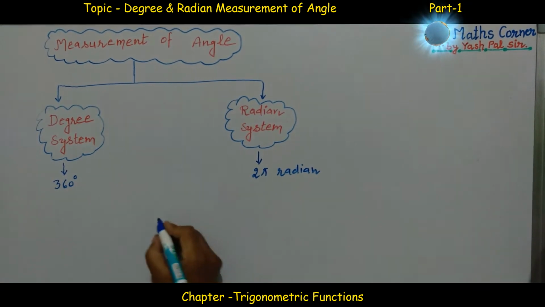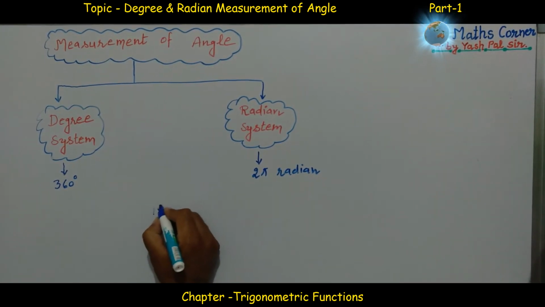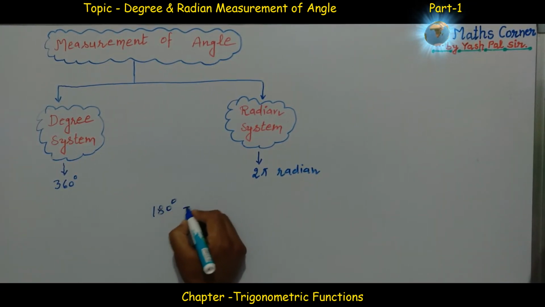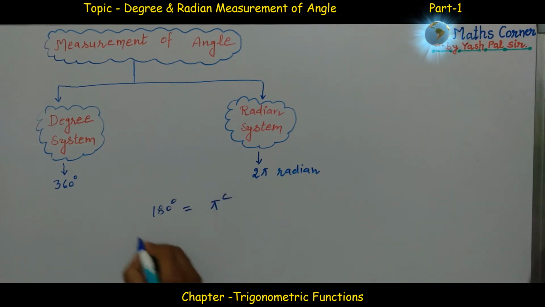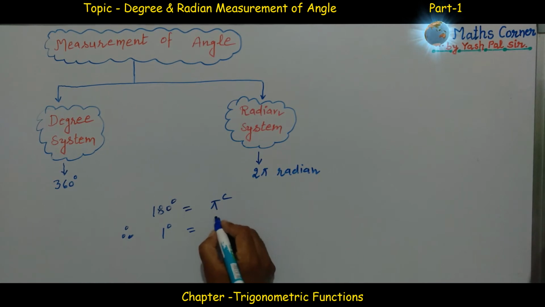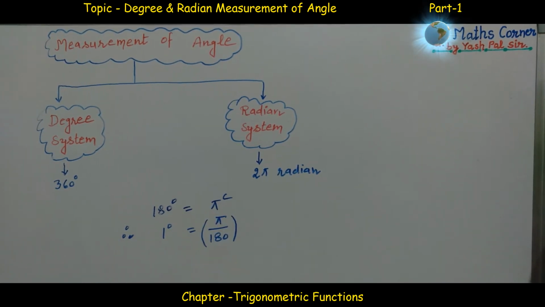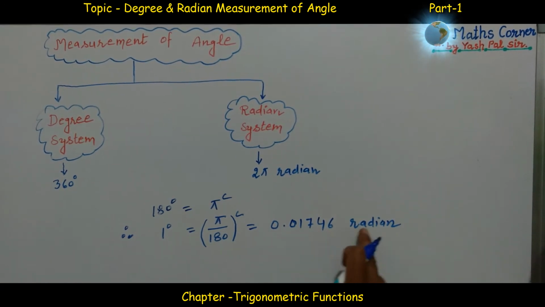Similarly, we can say 180 degrees is equal to pi radian. Therefore, we can say 1 degree is equal to pi divided by 180 radian, and the approximate value of this result is 0.01746 radian. Now let us discuss a few questions based on this.